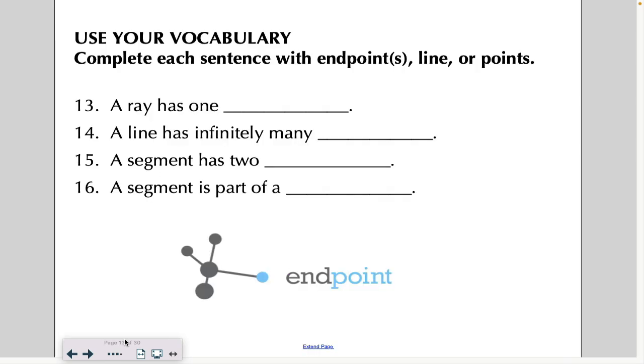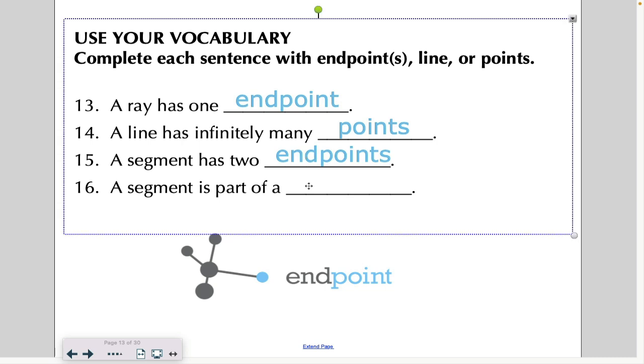And then this one, we're really just making sure that we know whether it's one endpoint or multiple endpoints, but it's endpoints, line, or points. So a ray has one endpoint. Now I like to think of a ray as a point and a line in the other direction, but it's not a line. You just can't view it that way. Now a line has infinitely many points. A segment has 2 endpoints, good, and a segment is part of a line.